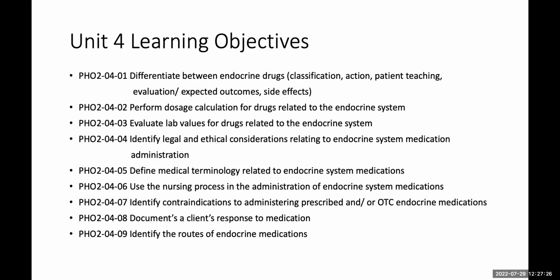We're going to perform your drug dosage calculation. It's calculated in your pre-exam; it's there. Evaluate lab values for drugs that are related to the endocrine system. Of course, the endocrine system is pretty narrow in what we look at. However, you've got BUN, creatinine, and liver function tests that have been pulled into your pre-exam as well.